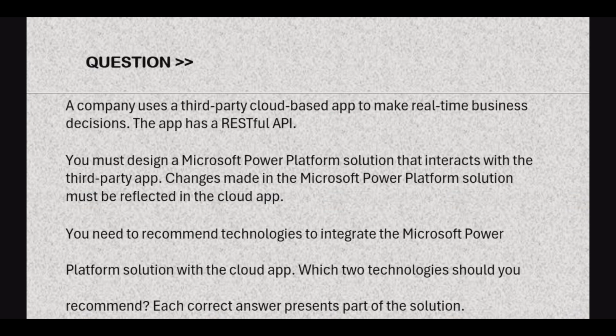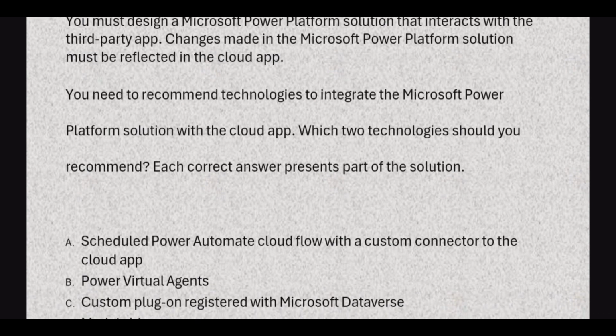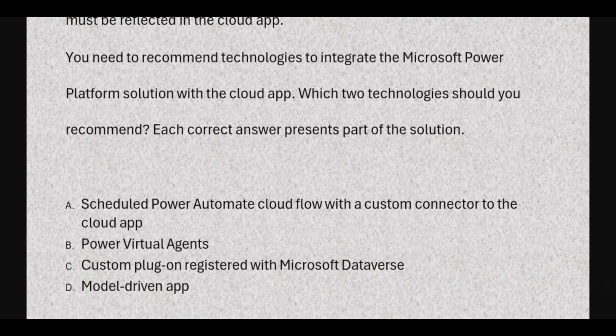Our question is a company uses a third-party cloud-based app to make real-time business decisions. The app has a RESTful API. You must design a Microsoft Power Platform solution that interacts with the third-party app. Changes made in the Microsoft Power Platform solution must be reflected in the cloud app. You need to recommend technologies to integrate the Microsoft Power Platform solution with the cloud app. Which two technologies should you recommend? Each correct answer presents part of the solution.